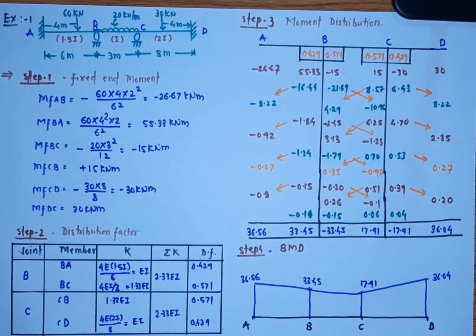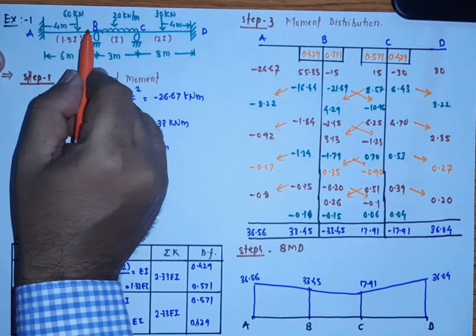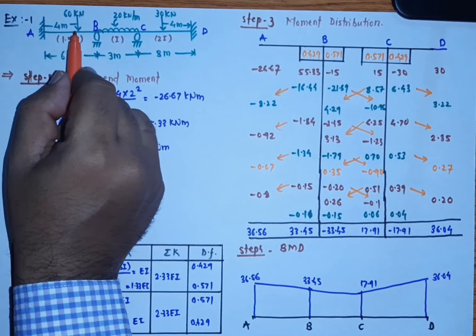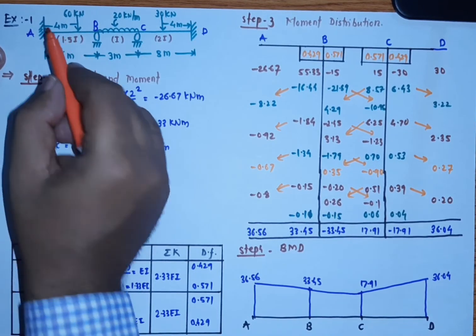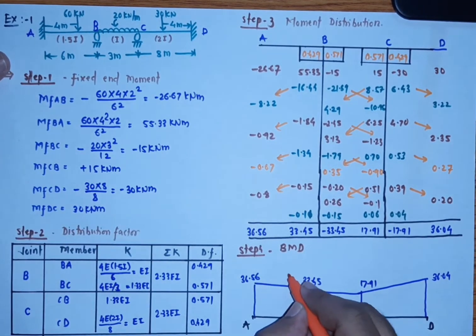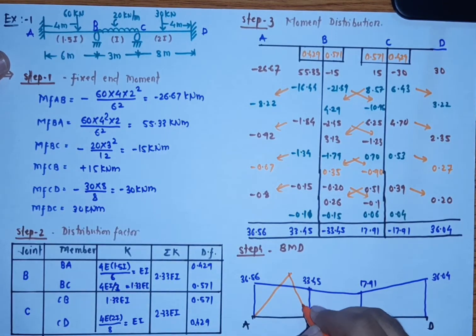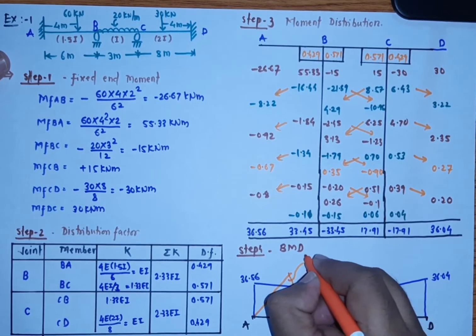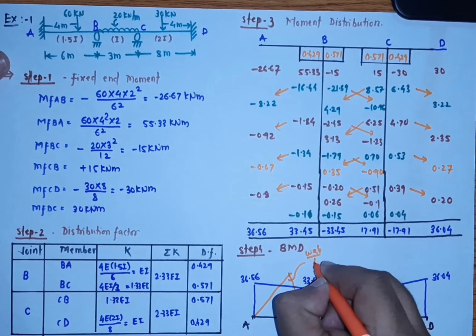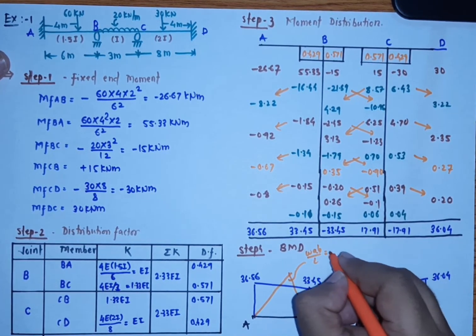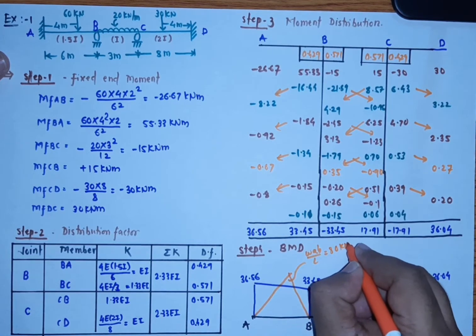Now next, we have to draw a free BMD diagram for each span separately. We already know that it is a point load, which is eccentric. So the moment will be WAB by L. It will be a triangle having the value WAB by L. The value is 80 kilonewton meter.